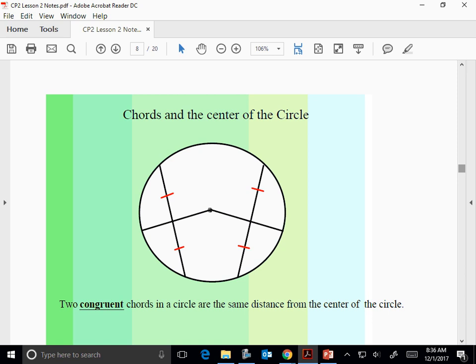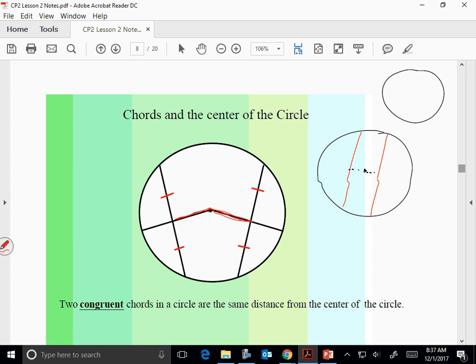So taking that a little bit further, if two chords are the same length, then they are the same distance from the center, which makes total sense, right? If you draw a circle and you draw two chords that are the same length, then they have to be equidistant from the center, right? If I were to draw a second example, I can make it more clear that the alternative is true. Let me draw a really short chord, and let me draw a really long chord. Well, which one is the center closer to?